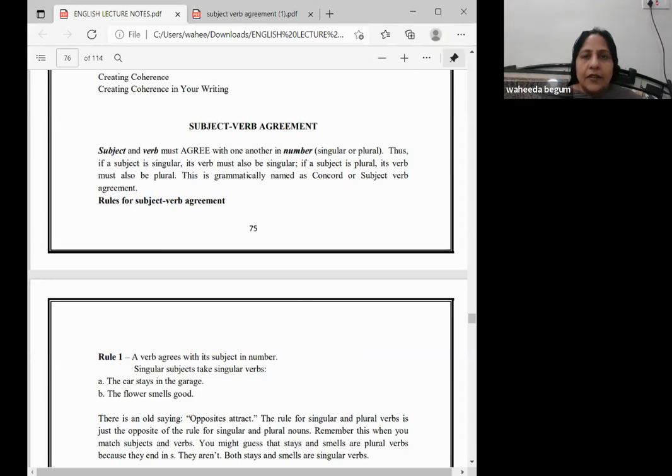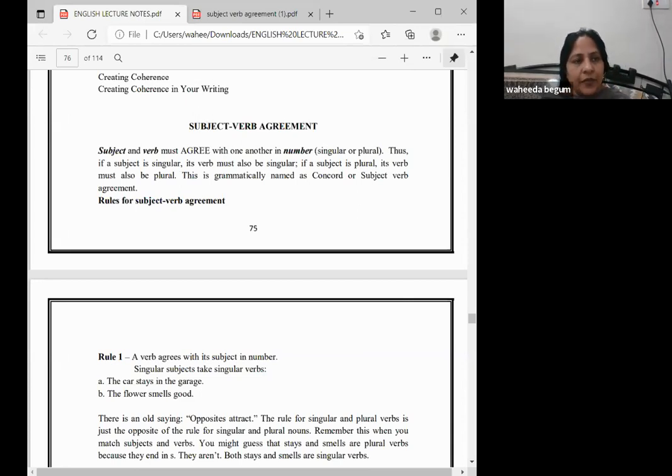Okay, you see the slide, isn't it? So, subject verb agreement. The topic itself talks about that. There are 12 rules for it. We are going to go into detail. What it is, I'll tell you.